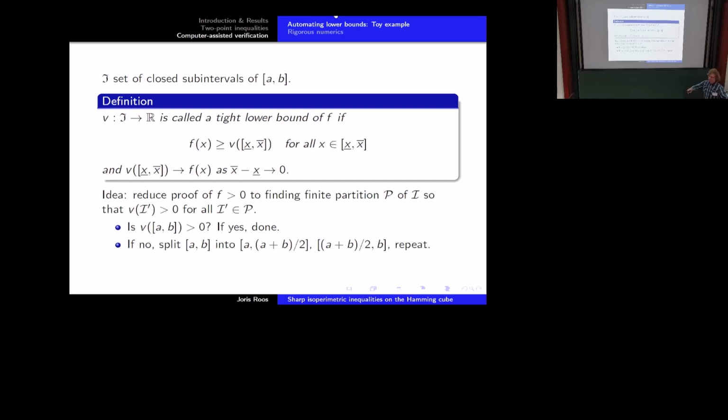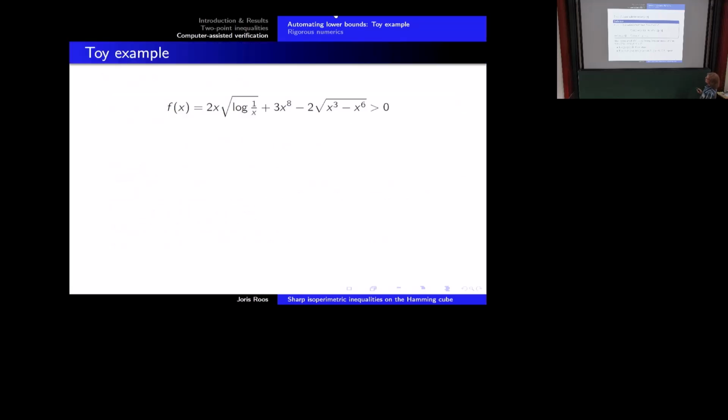You try the whole interval, doesn't work. Then split it into 2 and go on, right? And you will find, guaranteed, you will find a partition that works if the statement is true, okay? Once you have a partition, you just evaluate, right?